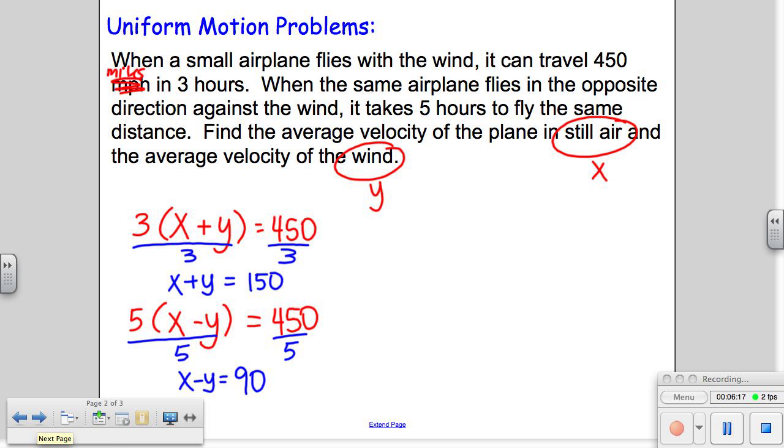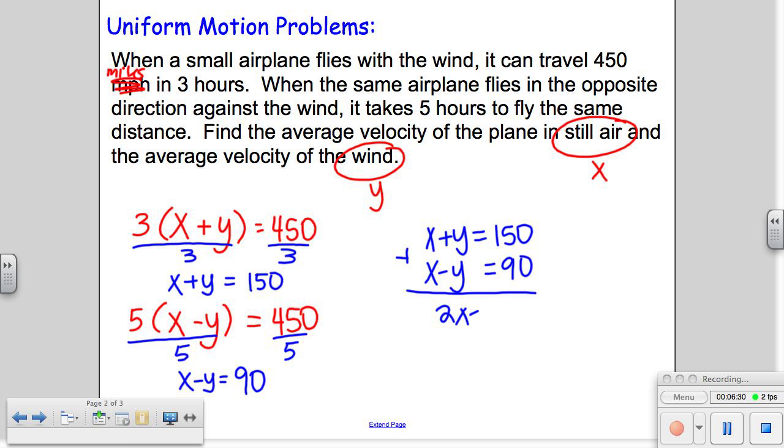The nice thing with those simplified equations is that I'm set up very nicely to use elimination, because I already have the y's that will be eliminated. So if I add these together, I get 2x equals 240. So x is going to be 120. That means the velocity of the plane in still air is 120 miles per hour.